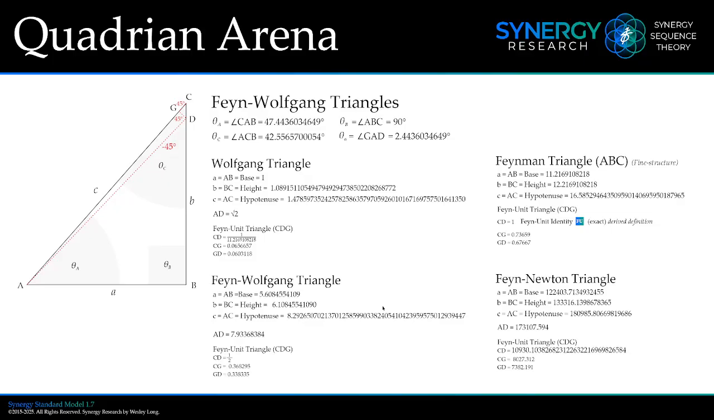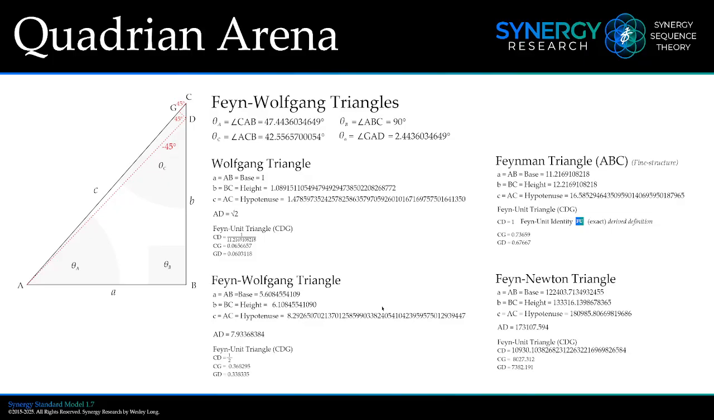Here we scale down proportionally. A equals 5.6084554109, B equals 6.108549, C equals 8.92650137. This maintains symmetry, but brings in a powerful midpoint. AD equals 7.936, which hints at a resonance with angular division. Within it again, we have the CDG triangle. CD equals half, CG equals 0.3683, GD equals 0.3383. All dimensions maintain internal ratios. These become harmonic subdivisions perfect for modeling Planck scales or symbolic units.